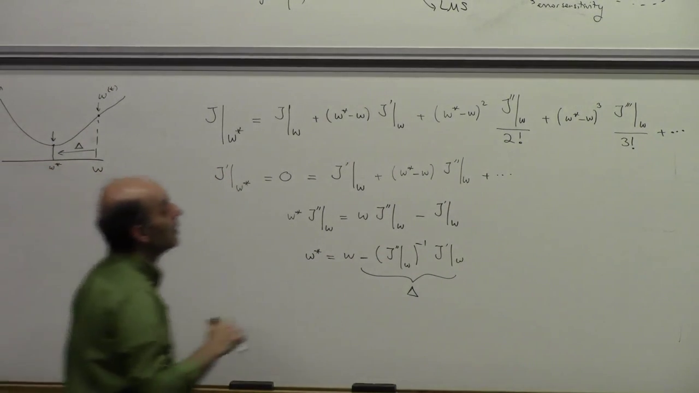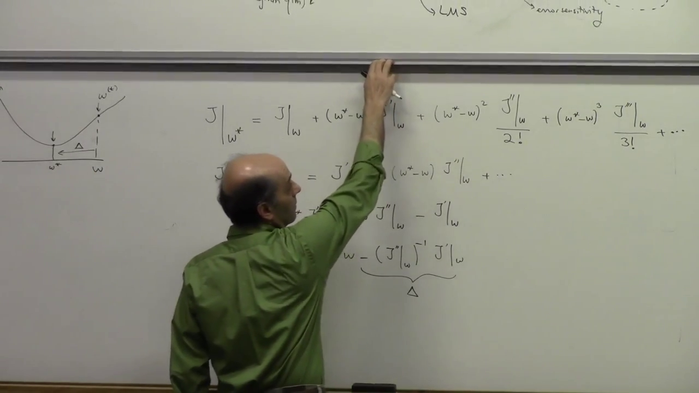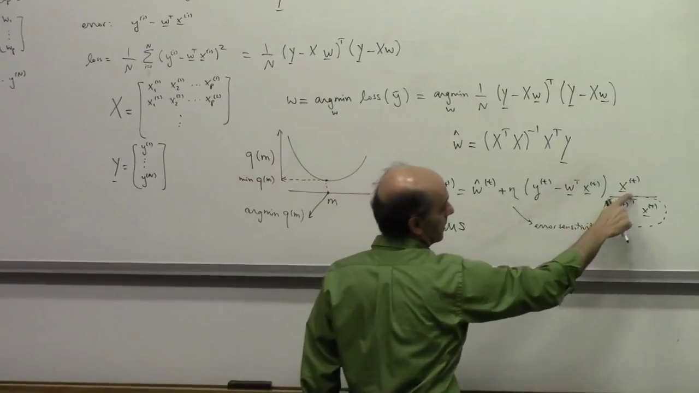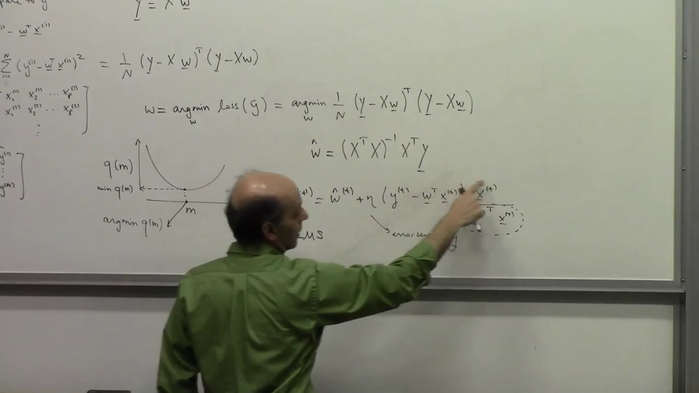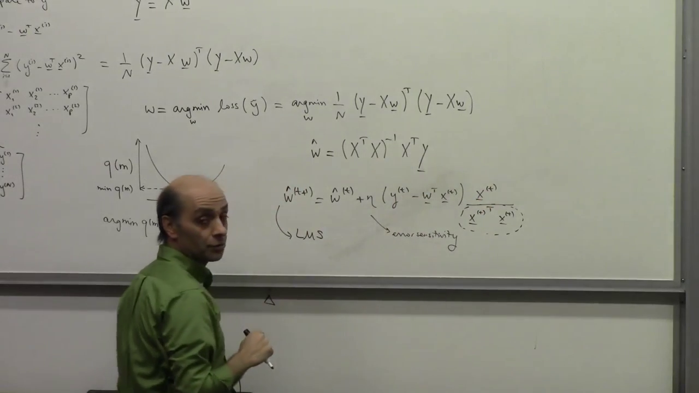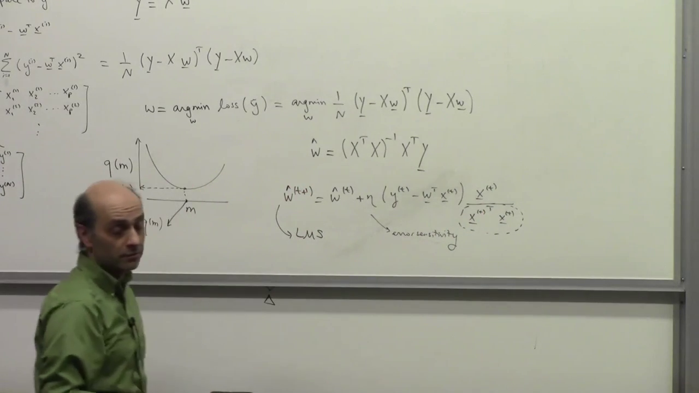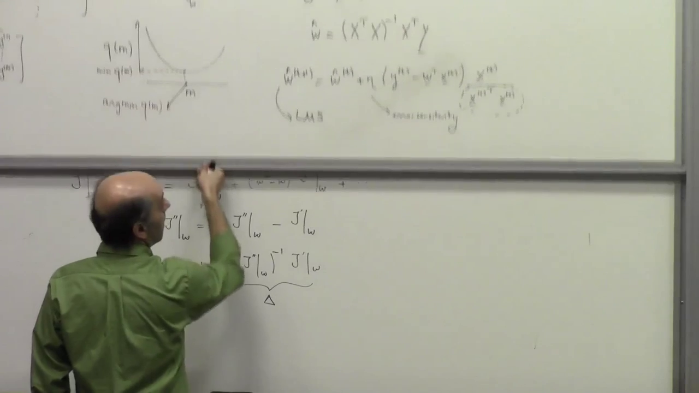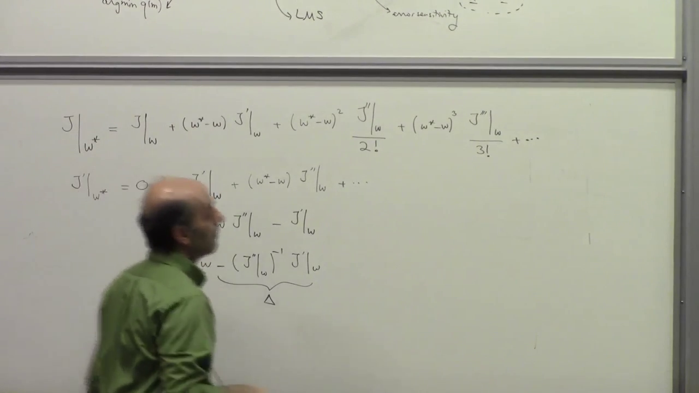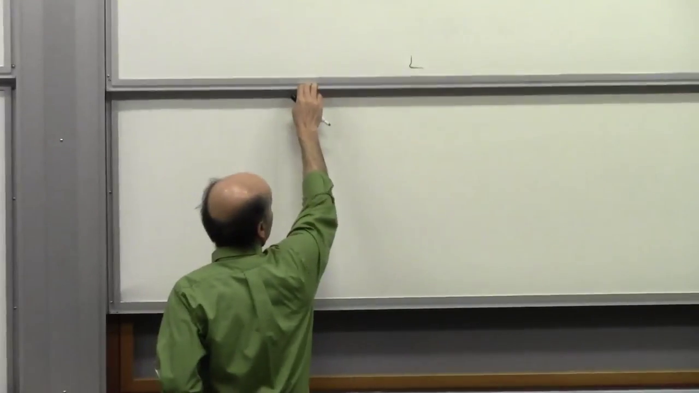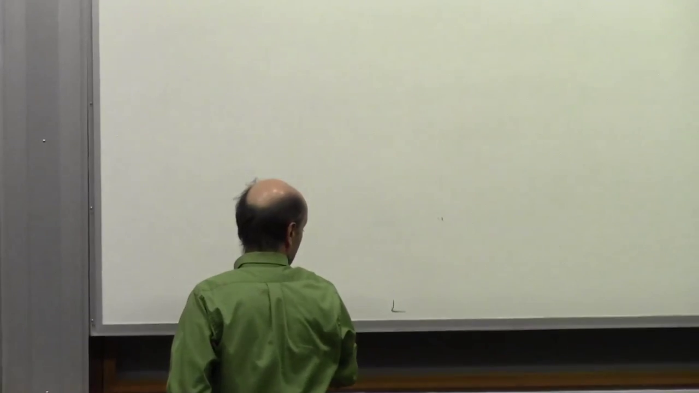So up here, this term on top, the numerator, is the first derivative. This term is something like the second derivative. And I want to show you that now with another example. So let's look at our cost function and find the first and second derivatives.